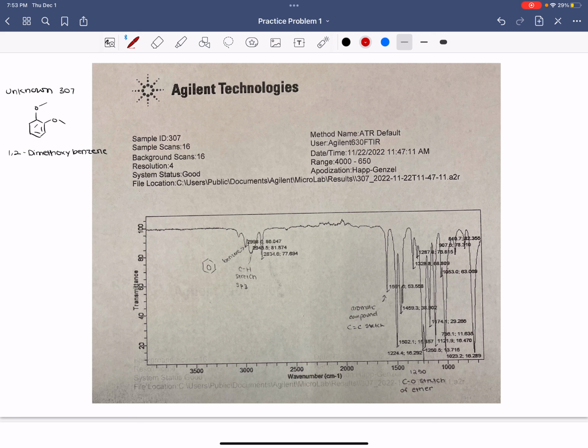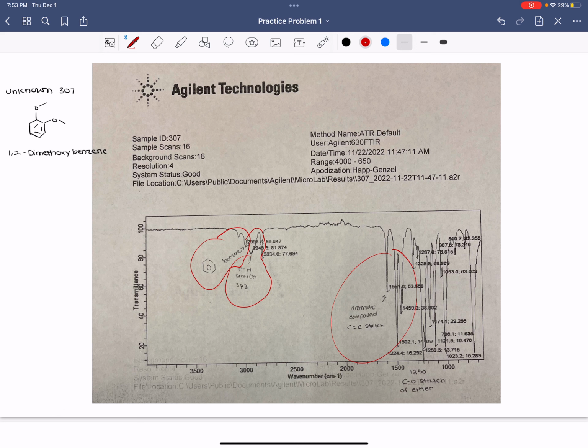I first looked at my IR results, which shows a peak at around 1,600, indicates the presence of aromatic compounds with the C double bond stretch. This is further confirmed by the peak near 3,000 belonging to the benzene ring, which I showed here. And near 2,950 is the characteristic of CH stretch with the sp3 hybridizations.